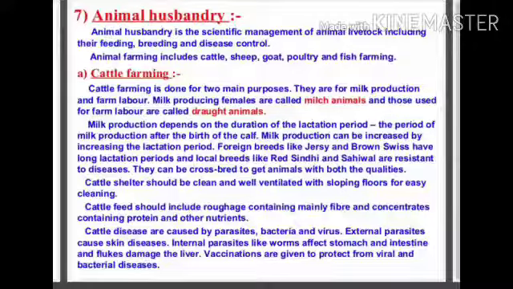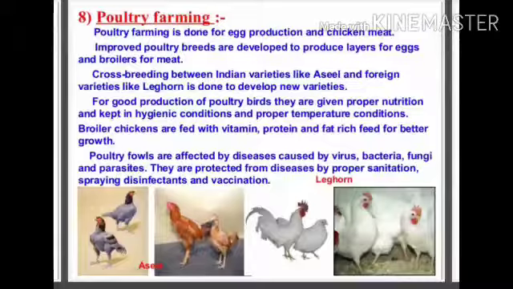After that is our other type of integrated farming, that is poultry farming. Poultry farming is mainly done for egg production or chicken meat. Improved poultry breeds are developed to produce layers for the eggs and broilers for the meat, as broilers are an important source of proteins and fatty food. These poultry fowls are also affected by diseases caused by viruses, bacteria, fungi, and other parasites. They are protected from diseases by proper sanitation, spraying disinfectants, and vaccination. These poultry birds are also given proper nutrition and kept in hygienic conditions for their proper growth.